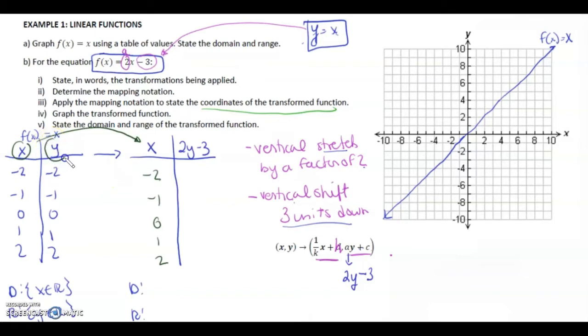However, the y's are going to change. We're going to take all of these y's and we're going to sub them into 2y minus 3. So 2 times -2 is -4 minus 3, I get -7. So 2 times -1 is -2 minus 3, I get -5. 0 times 2, which is 0, minus 3 is -3. 1 times 2 is 2, minus 3, I get -1. And 2 times 2 is 4, minus 3, I get 1.